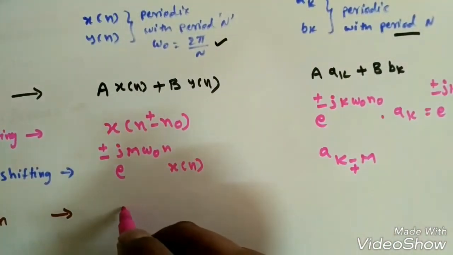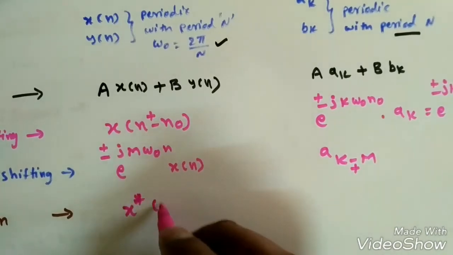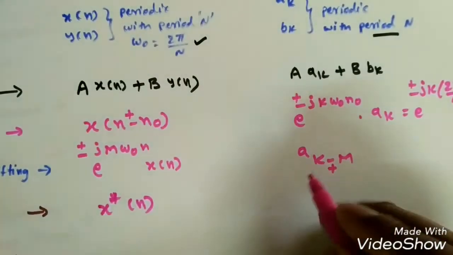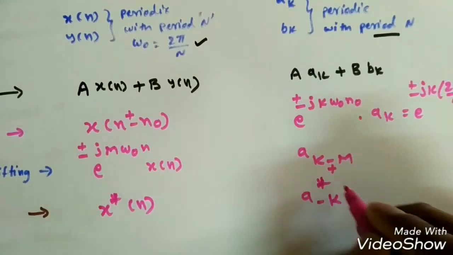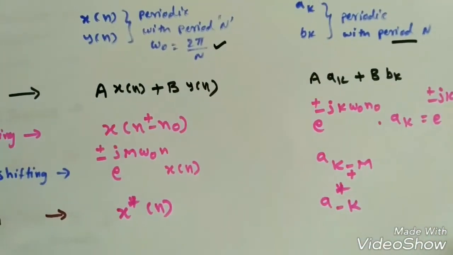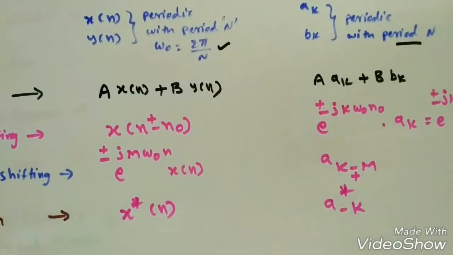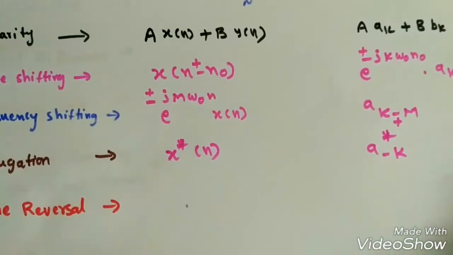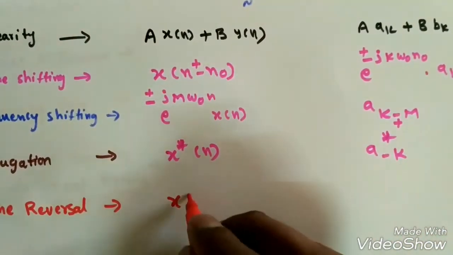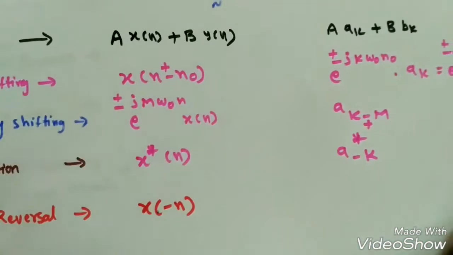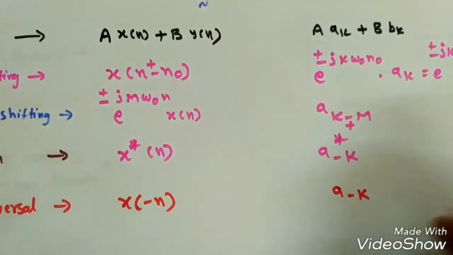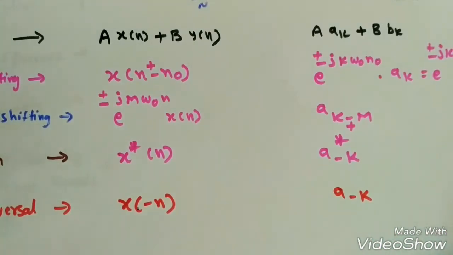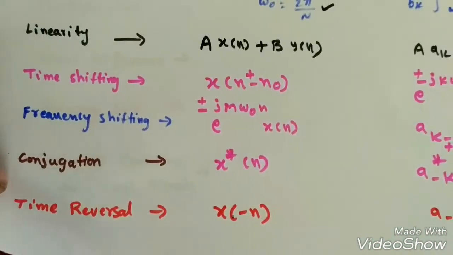Next one, conjugate. So what is the conjugate? Suppose I take x conjugate of n, what is the Fourier coefficient? Same as in the continuous time Fourier series, a minus k conjugate. That is the conjugate one. Next we will see time reversal. Time reversal means simply x of minus n. If I take a reversal of x of n, here also we get the reversal, that is a minus k.